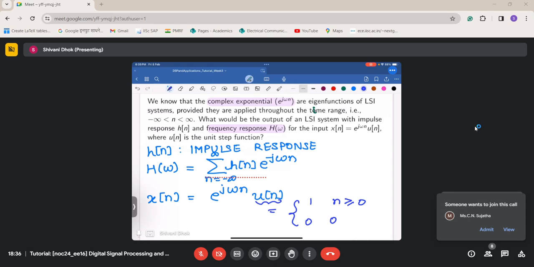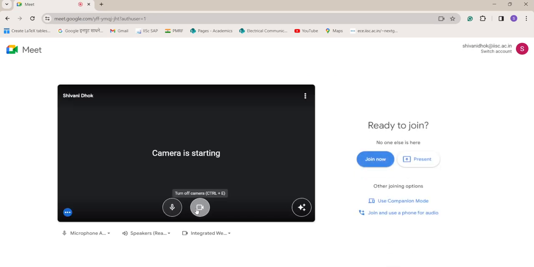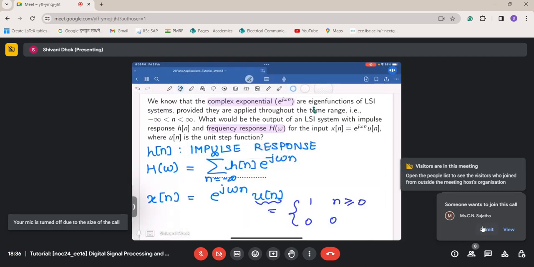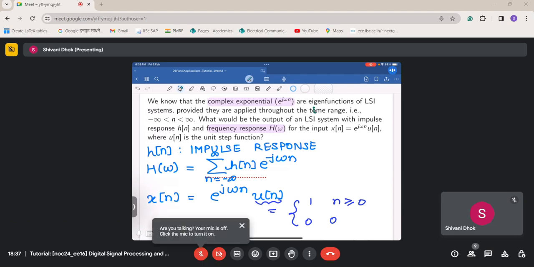Just a minute. So this is equal to 0 for n less than 0. Okay. So this we know.